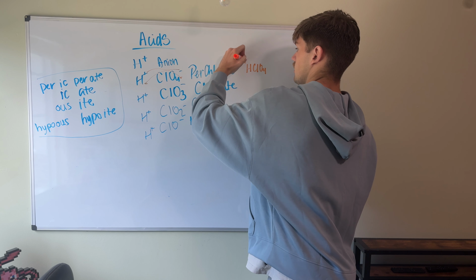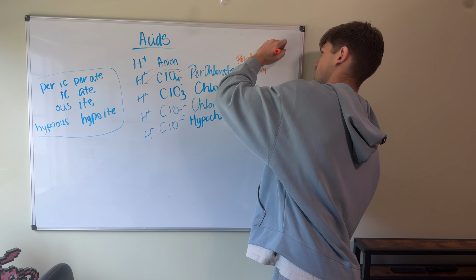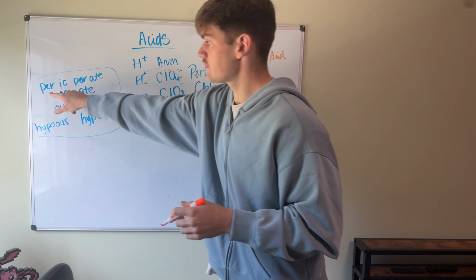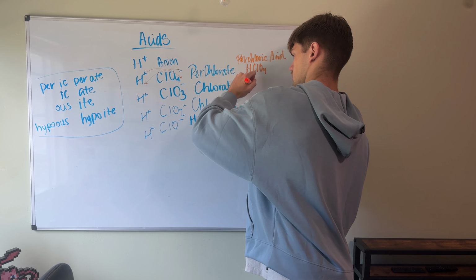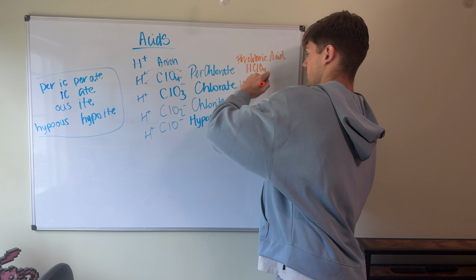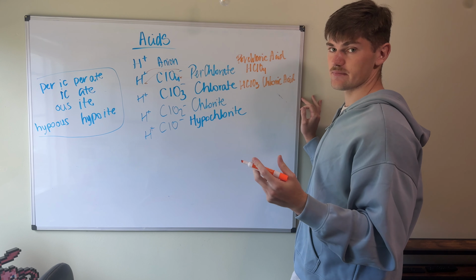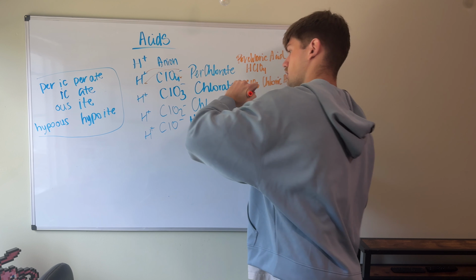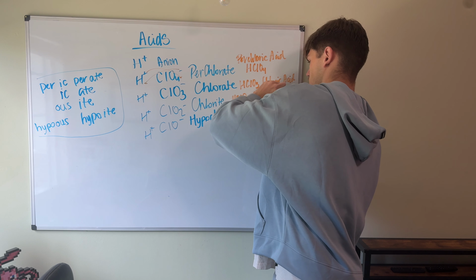Perchloric acid. Not perchlorate acid, perchloric. Perchlorate becomes perchloric. Same thing here. If we have HClO3, chlorate becomes ic, so this becomes chloric acid. Same idea. Down here, chlorite, that's going to be HClO2. That becomes chlorous acid.